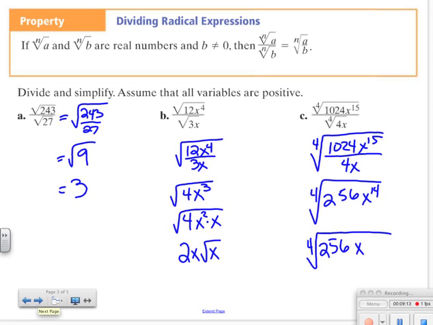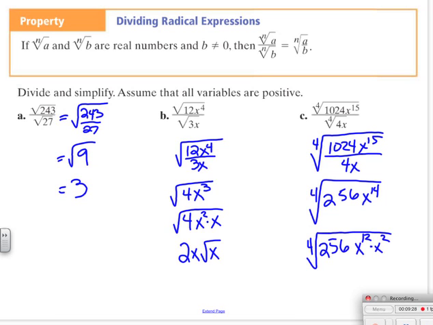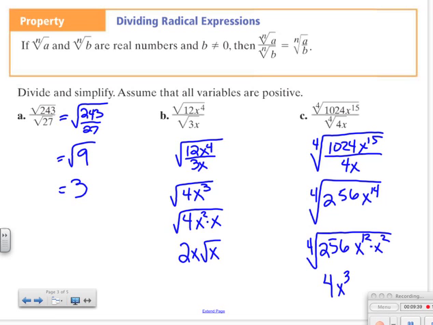256, something that would be divisible by 4 is going to be 12. And I would have x squared left over. And then I would take the 4th root of 256 and x to the 12th. So the 4th root of 256 is 4. The 4th root of x to the 12th would be x cubed. And then I'm left with the 4th root of x squared.